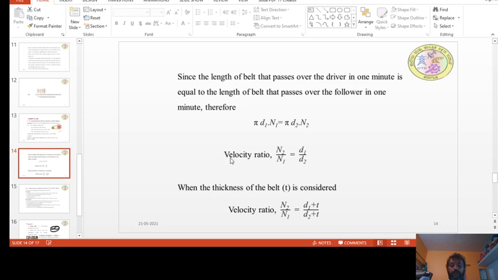as velocity ratio. So if we take thickness of the belt into account, then instead of just d1, it is d1 plus t and d2 plus t, where t for both the numerator and denominator are same, as the belt thickness is same for both the driver and follower. So this is how we can express the velocity ratio for the belt drive system.